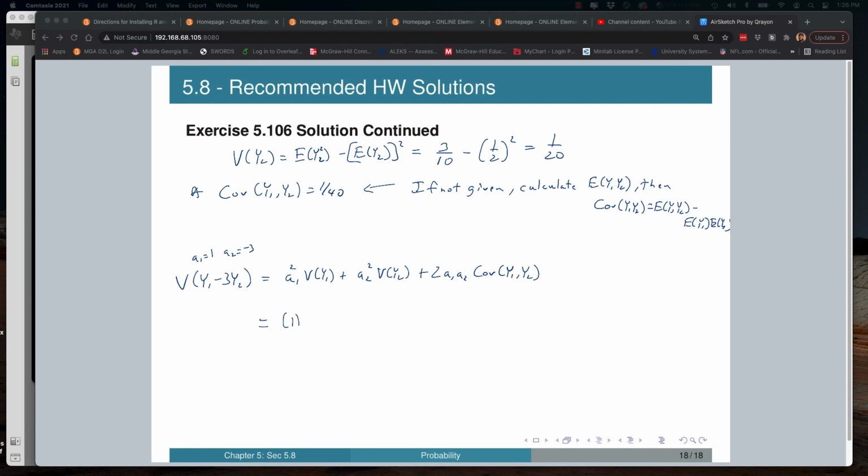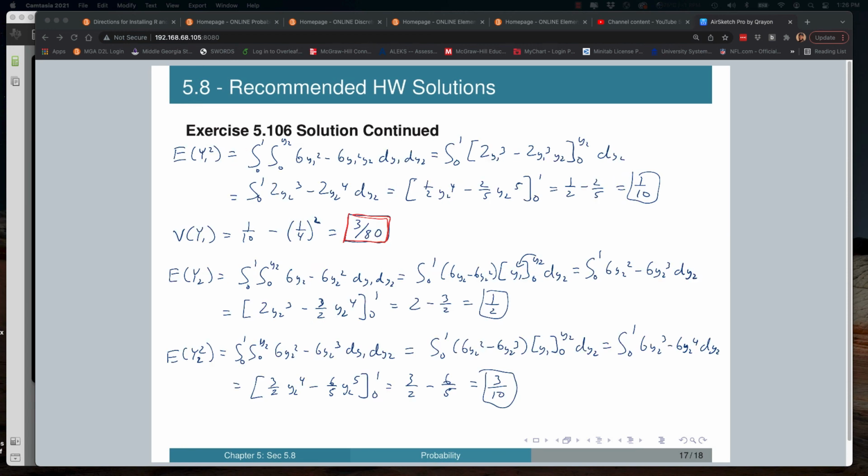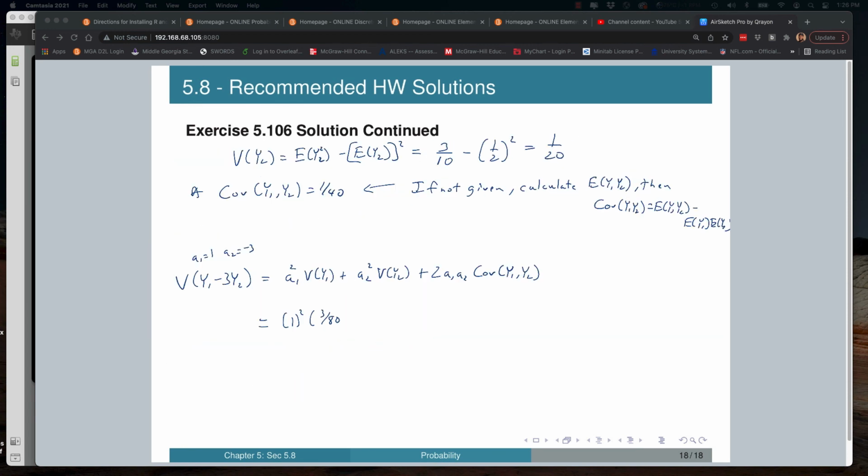A sub 1 is 1 squared. Variance of y sub 1, which we found on the previous slide, was 3/80. Double check that. 3/80, yep. So the variance of the next one is this value right here. A sub 2 squared is going to be -3 squared. The variance is 1/20 plus 2 times a sub 1 times a sub 2 times the covariance, which they gave us nicely, 1/40, which equals 27/80. And that is the answer to that one.